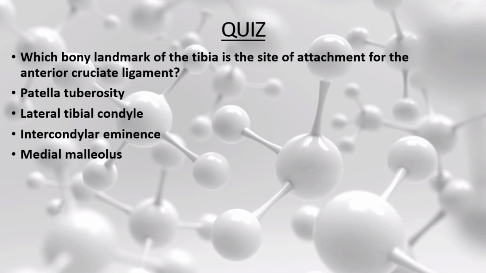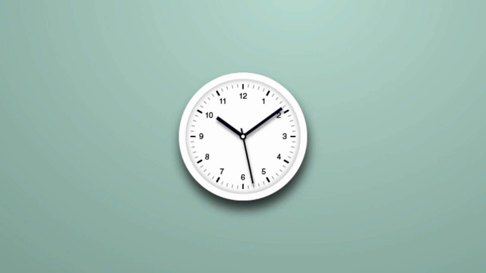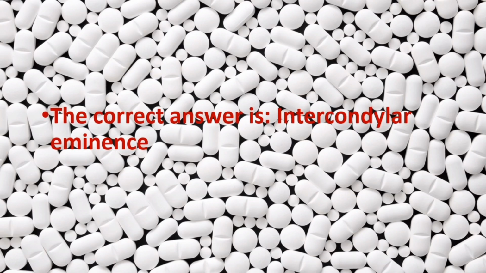1. Which bony landmark of the tibia is the site of attachment for the anterior cruciate ligament? Patella tuberosity. Lateral tibial condyle. Intercondylar eminence. Medial malleolus. The correct answer is intercondylar eminence.